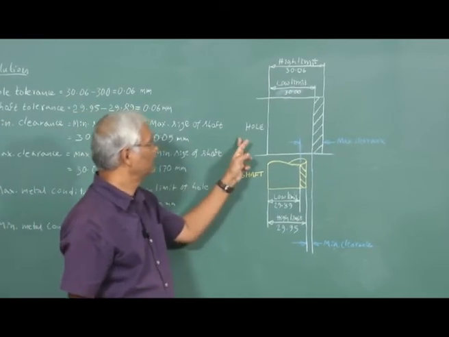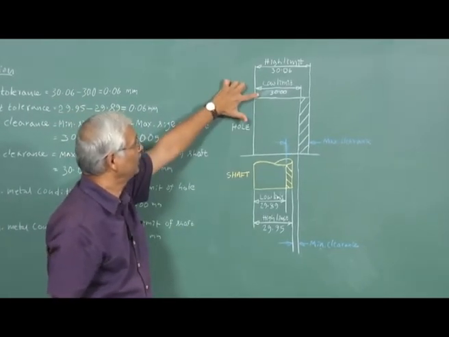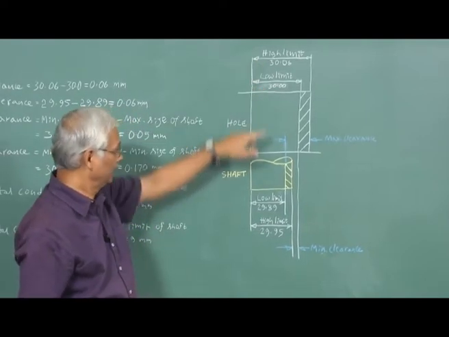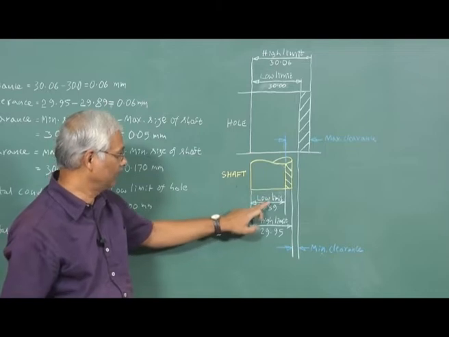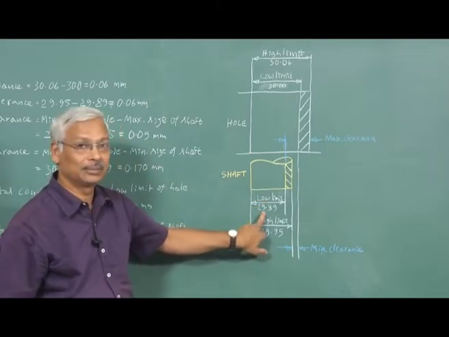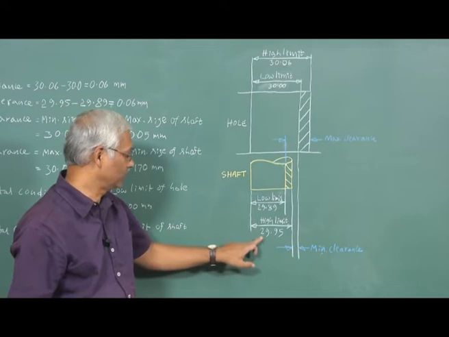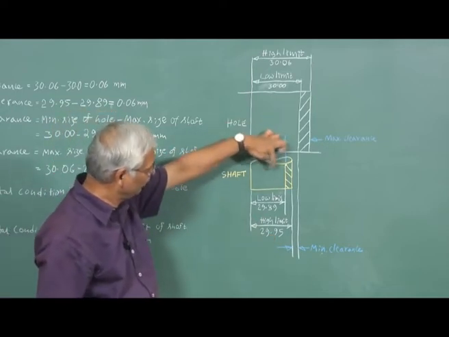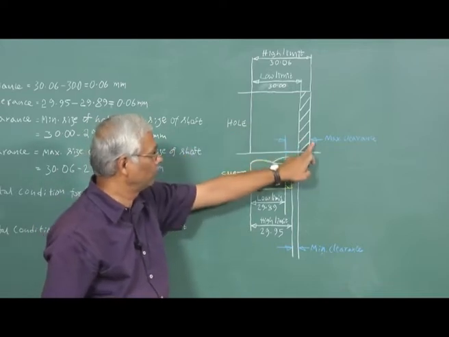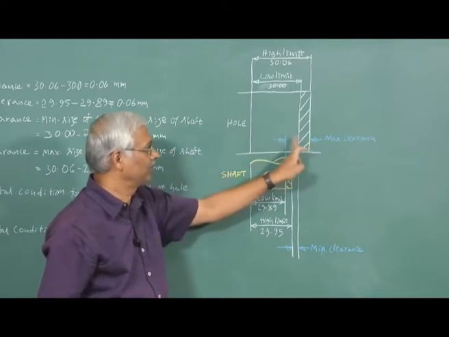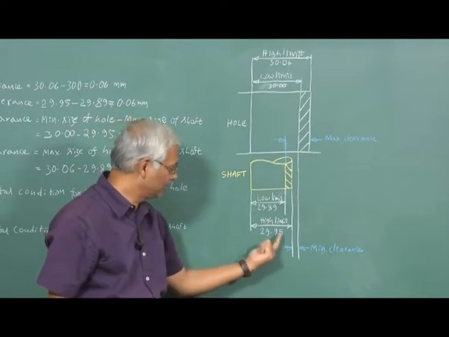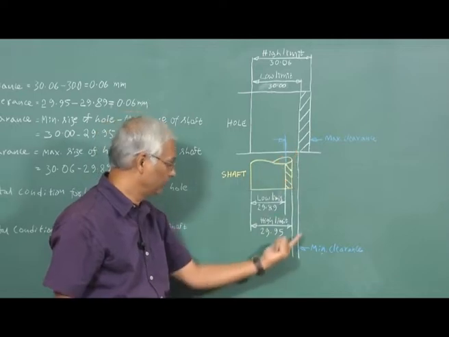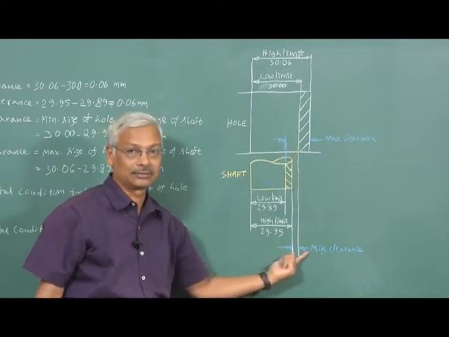So this is the hole, lower limit of the hole is 30 millimeter, upper limit of the hole is 30.06 millimeter, and we have the shaft with lower limit 29.89 millimeter, and high limit of the shaft is 29.95 millimeter. The difference between the minimum size of the shaft and the maximum size of the hole gives us the maximum clearance, and then the difference between the maximum size of the shaft and the minimum size of the hole will give us the minimum clearance.